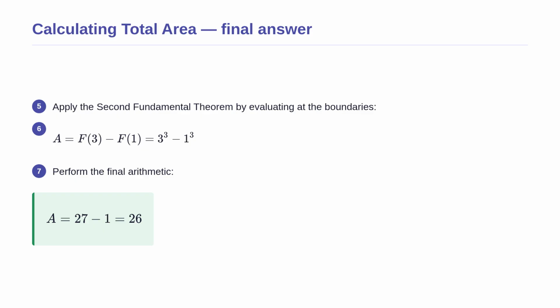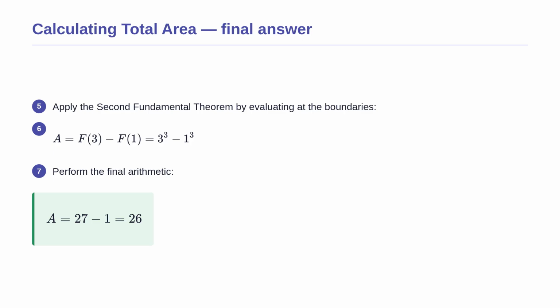Continuing with our calculation, we now apply the core rule of the second fundamental theorem. We take our parent function, x cubed, and plug in the upper boundary of 3. Then we plug in the lower boundary of 1. We subtract the starting value from the ending value to find the exact amount of area added between those points.